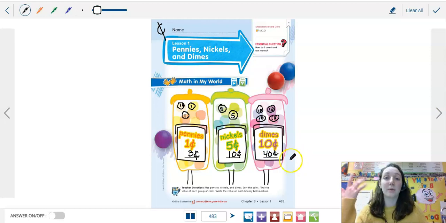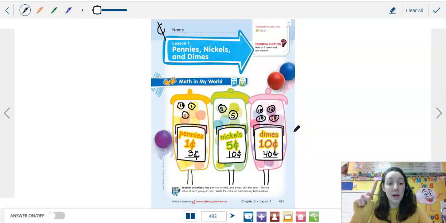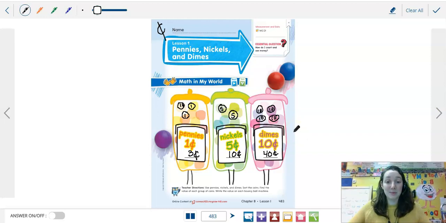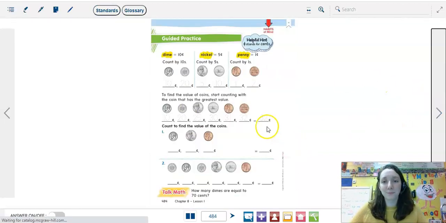The big things with this chapter are going to be being able to skip count and know how much each is worth, right? So I had you watch the videos on Friday about how much each is worth, but pennies, 1, nickels, 5, dimes, 10. This is our focus for today, pennies, nickels, dimes, okay? So let's get more into it, right?